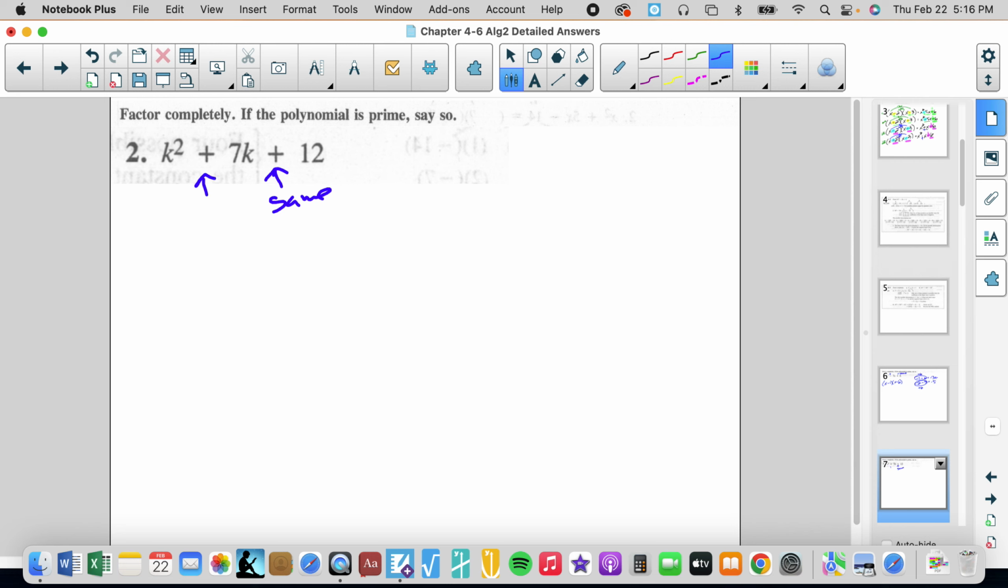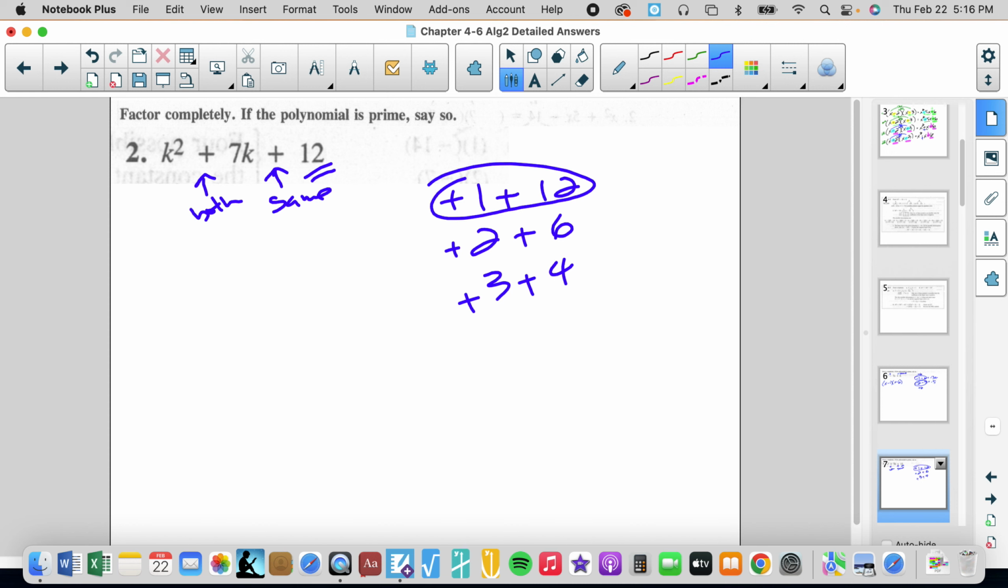I know they're both positive. And so I'm going to look for factors of 12. Factors of 12 are 1 and 12, 2 and 6, 3 and 4. My signs are the same and both are positive. Notice each of these multiplying to make +12.